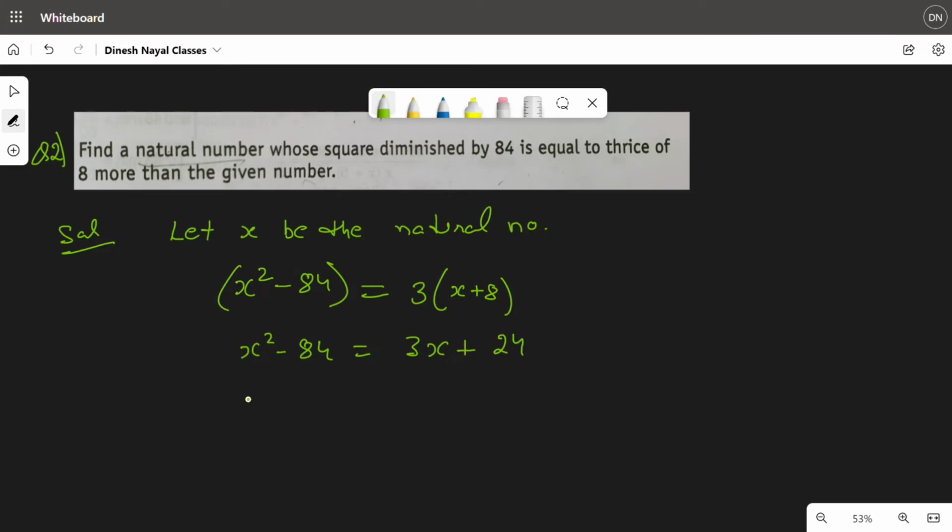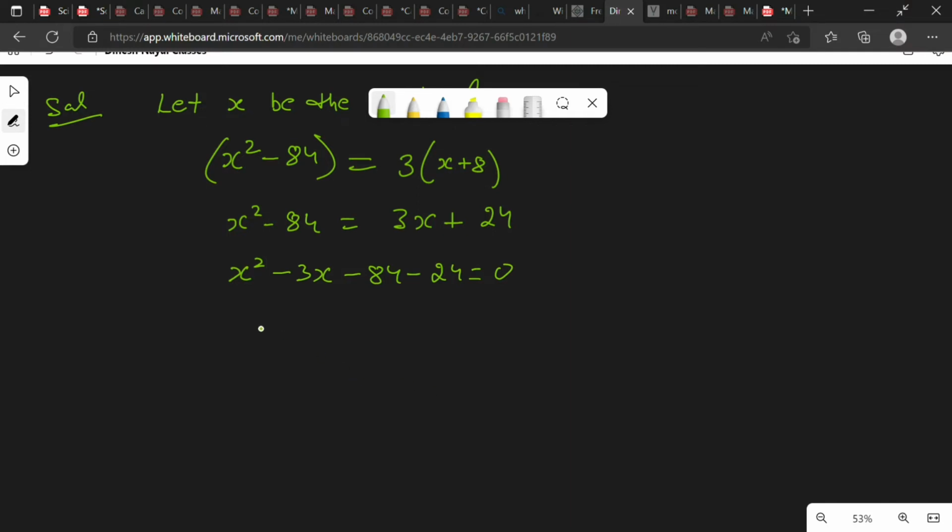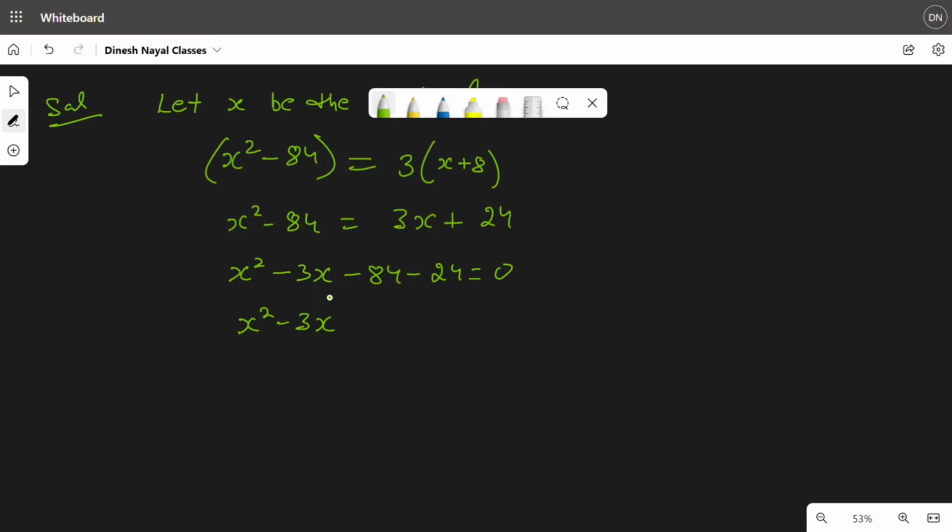Now taking all terms to the left hand side, x square minus 3x, minus 84 and minus 24 equals 0. Now minus 84 minus 24 is minus 108. So you get x square minus 3x minus 108 equals 0.